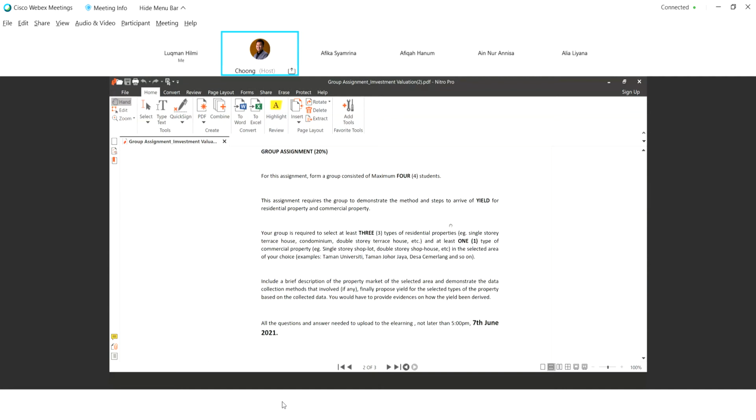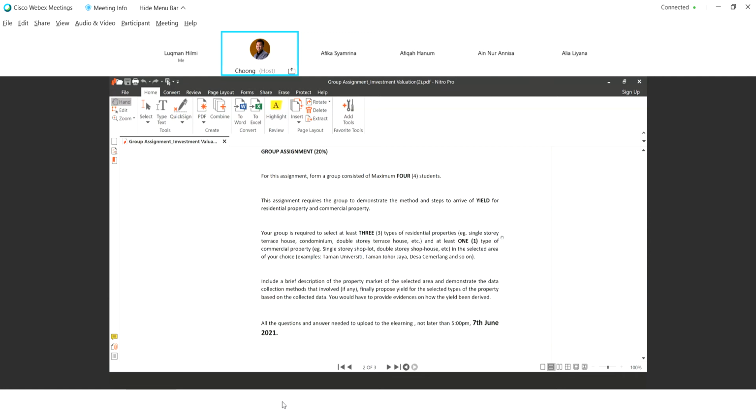So your group is required to select at least 3 types of residential properties and 1 type of commercial property. So maksudnya you kena pilih 3 jenis residential property. Tak kira which types of residential property. You boleh mix. You nak cari single story pun boleh, double story, condominium, okay. 3 jenis kan. Ataupun bungalow, semi-D, terrace house pun 3 jenis juga. Ataupun condominium, lepas tu double story, lepas tu bungalow, boleh juga. So long as ada 3 jenis, tak kisahlah which 3 jenis.